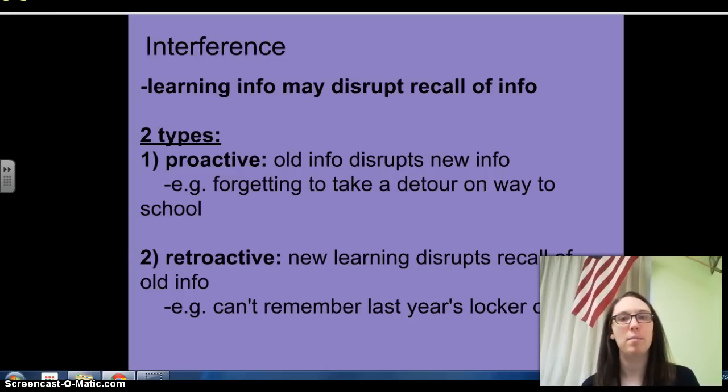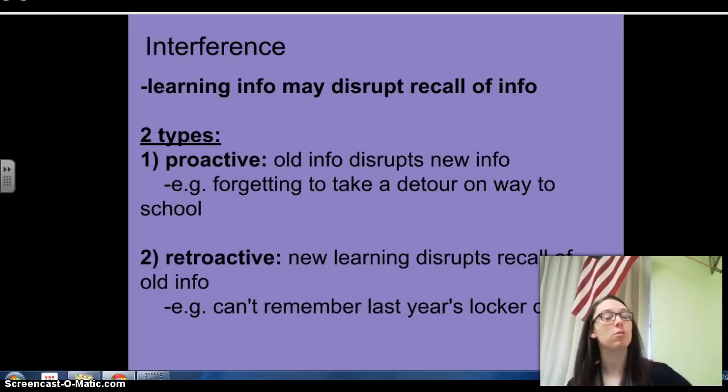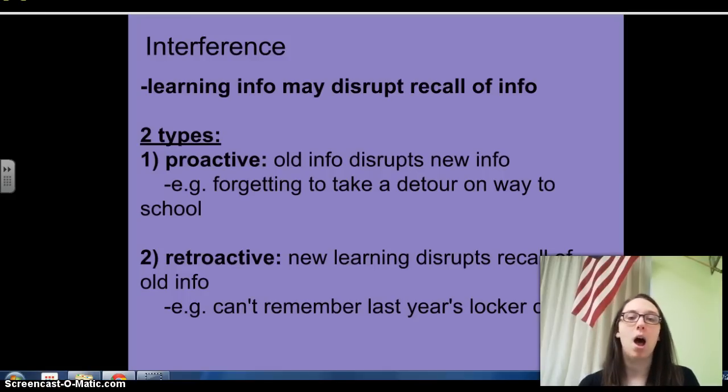And so you can try to remember what your locker combo for freshman year is, or sophomore year, or maybe even junior year for my seniors, and you find yourself unable to do that because the new information has replaced that old information. So those are just the two basic types of interference. I'd recommend that you try to come up with a couple of examples from your own life just so you can be sure you fully understand what they are.